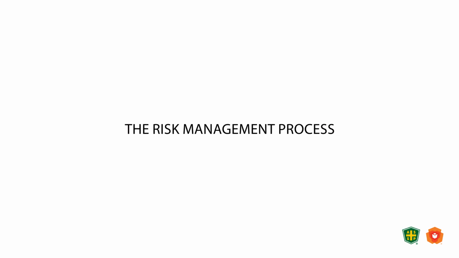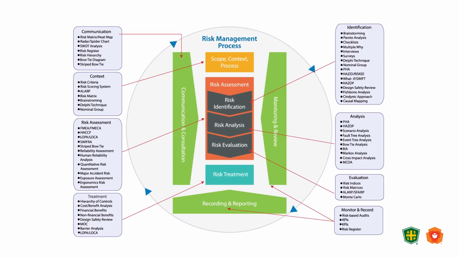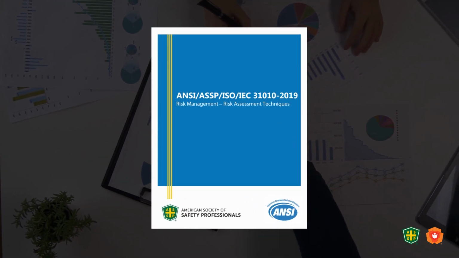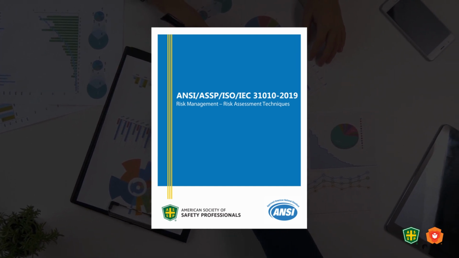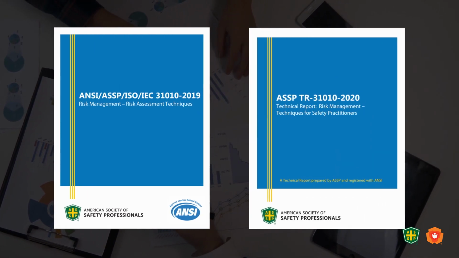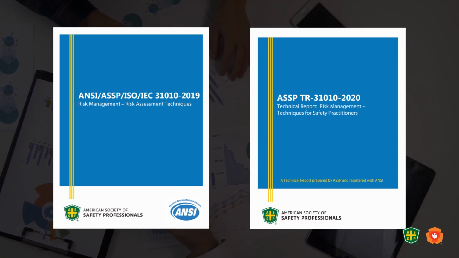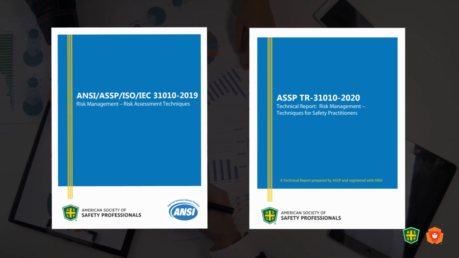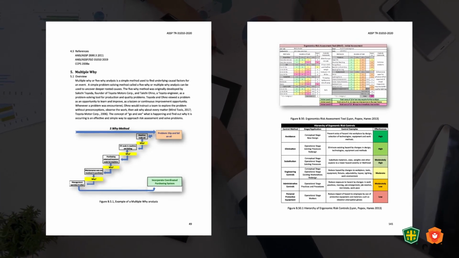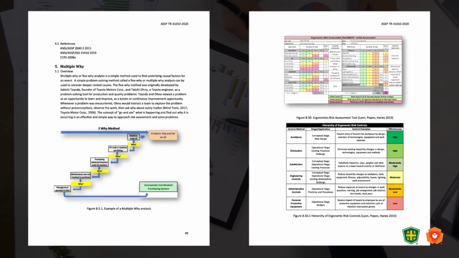This illustration highlights the essential and interconnected elements of the risk management process. ANSI, ASSP, ISO, IEC 31010:2019 lists over 30 different tools that can be used for the various steps of risk management. ASSP TR 31010:2020, a technical report published by ASSP, adds many more. The technical report also provides more depth and context to the risk management process. Both these documents provide you with important information in selecting the best tool for each step in accordance with your organization's objectives.